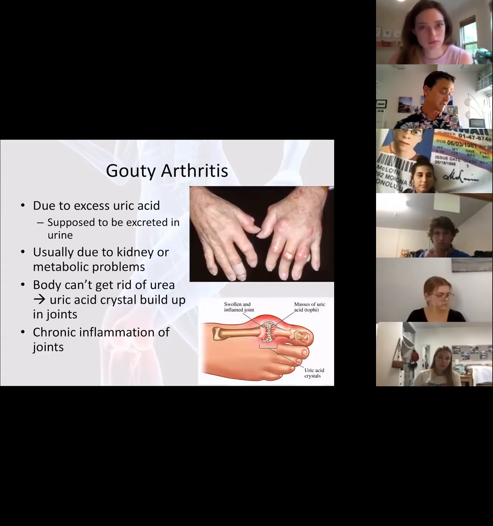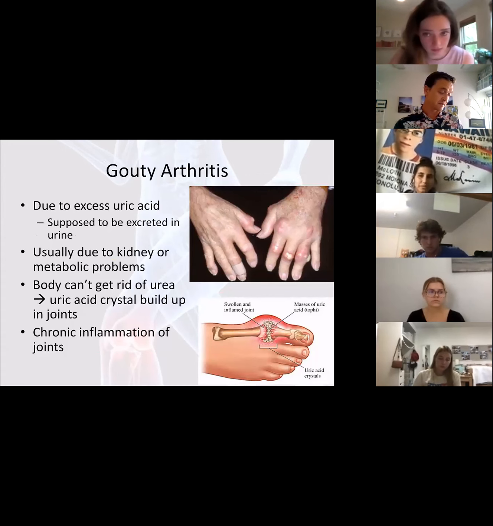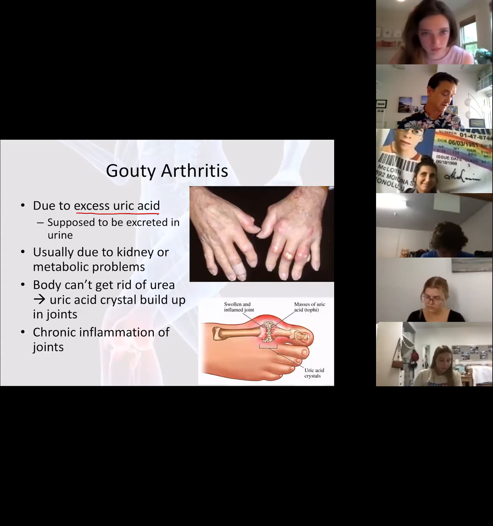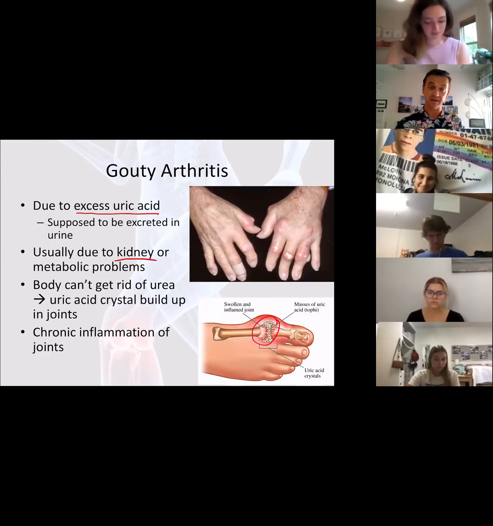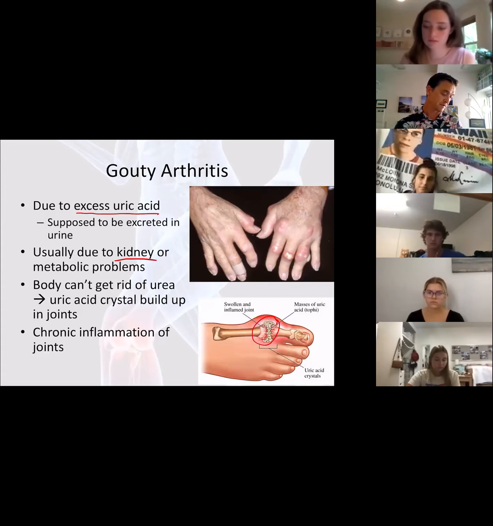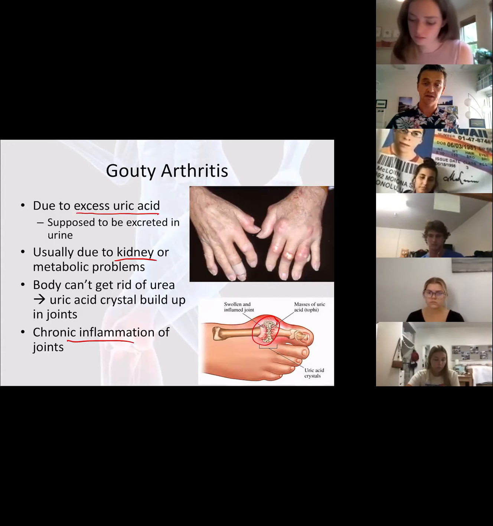And then gout or gouty arthritis is a different thing altogether. It's due to excess uric acid in your blood. Okay, this is supposed to be one of the things that's secreted in your urine, but people that have kidney failure, that's one of the most common causes of this. People whose kidneys aren't working properly aren't able to get rid of that uric acid, and it builds up in the blood. And for some reason, it settles into joints. And when it settles into joints, it literally creates these crystallized chunks inside the joint, and can sometimes almost fuse joints together. It's an extremely painful condition. And yeah, so it just results in this chronic inflammation in the joints.